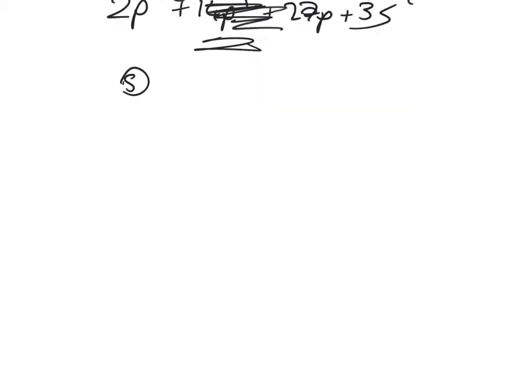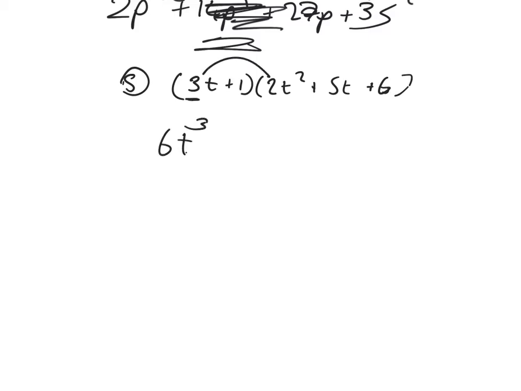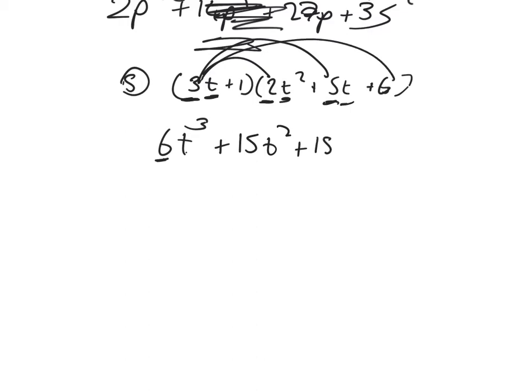Okay, example 5, I've got 3t plus 1 bracket 2t squared plus 5t plus 6. Okay, 3t times 2t squared, 6t cubed. So 3 times 2 is 6, and t times t squared is t cubed. 3t times 5t, 15t squared. 3 times 5 is 15, t times t is t squared. 3t times 6, 18t. 1 times 2t squared, 2t squared. 1 times 5t is 5t, and 1 times 6 is 6.